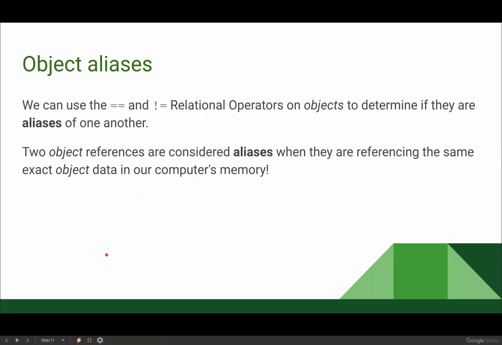So what we can do with the equals equals and not equals relational operators with objects is determine if they are aliases of one another. Two object references are considered aliases when they are referencing the same exact object data in our computer's memory. So if I have two objects looking at the same data, they are aliases of each other.